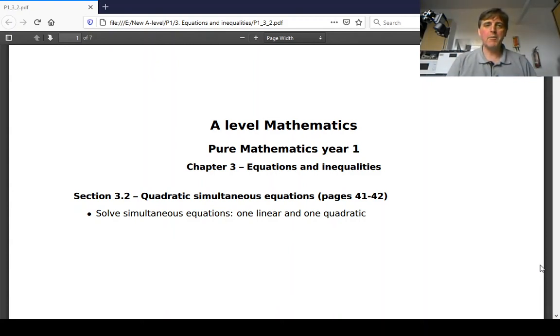Hello, here we are again with another A-level maths video. This is on chapter 3 of the Pure Mathematics Year 1 textbook. We're looking at section 3.2, still looking at simultaneous equations, but this time we're including quadratic functions as part of that.